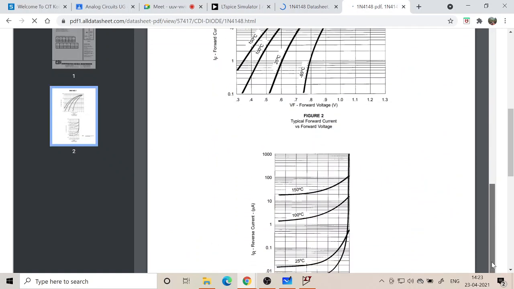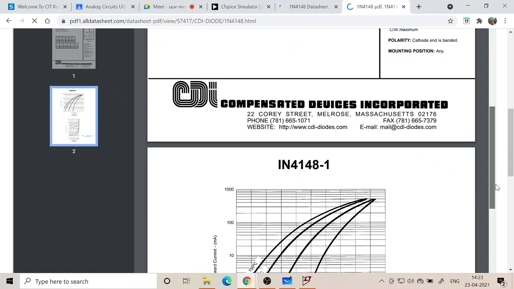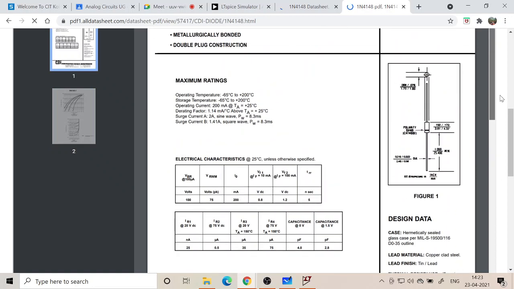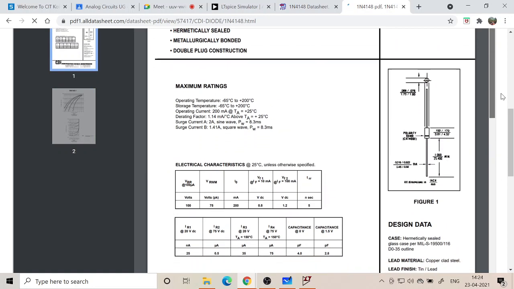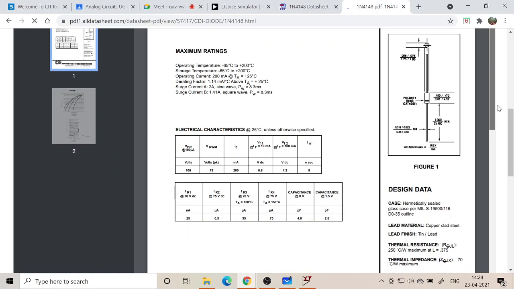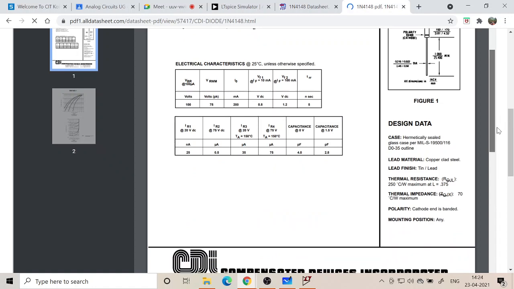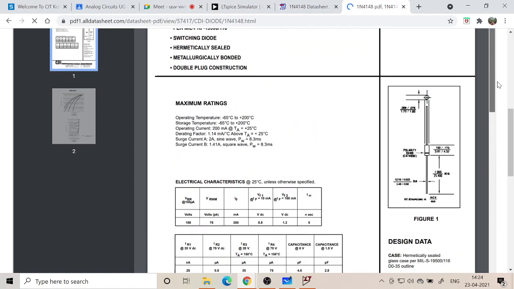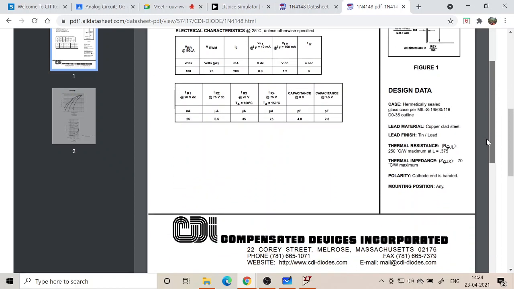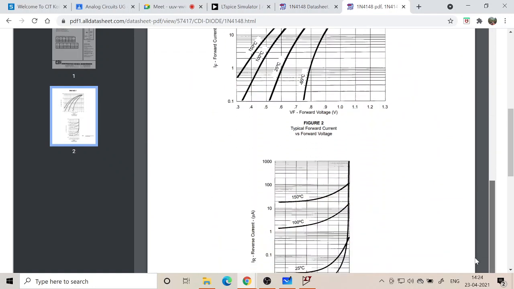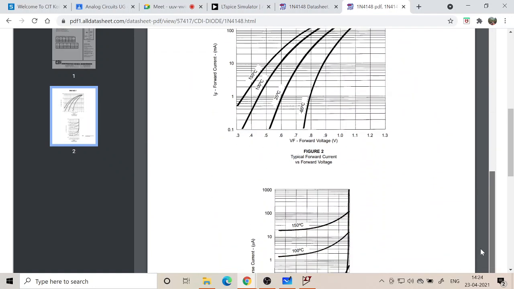Its characteristics, temperature dependence. Any component data sheet is available. Reverse saturation current. Look at these and you will get a lot of details, more than what we usually require.